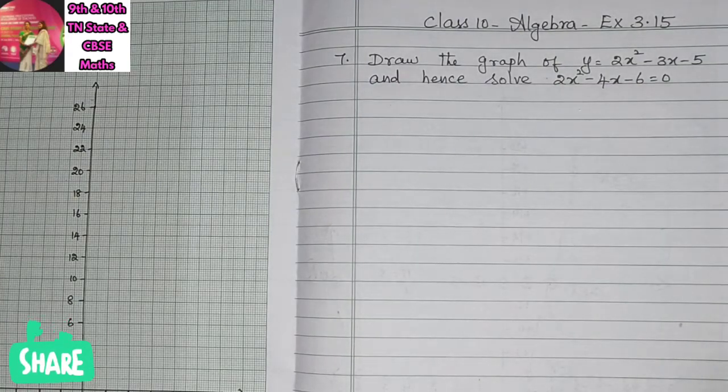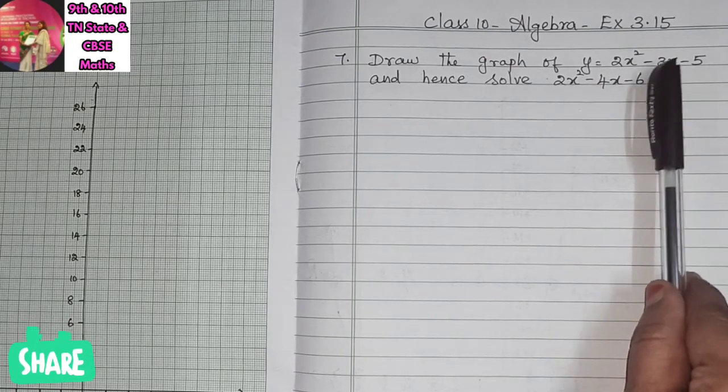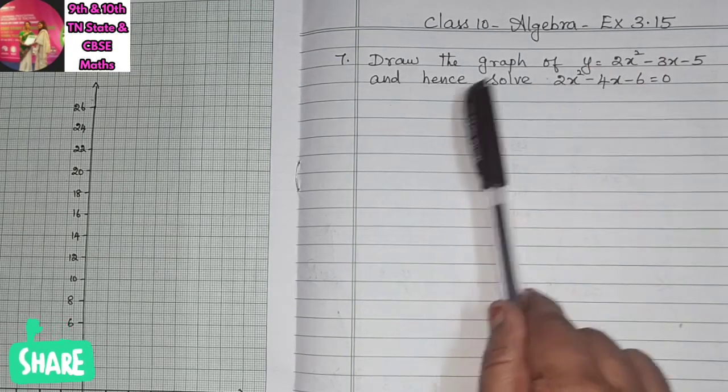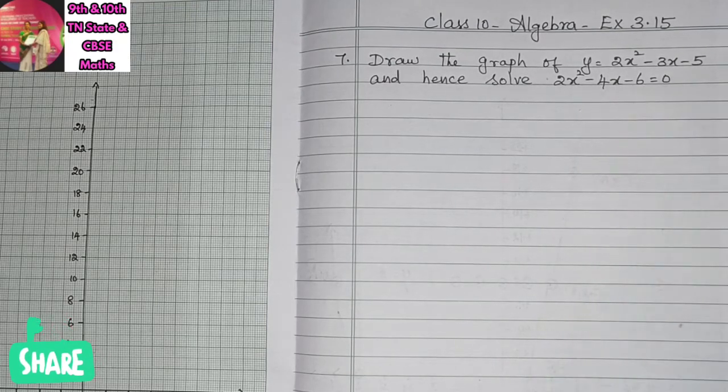Good morning students. In this class, I will be doing class 10 Samacheer Kalvi syllabus or matriculation syllabus, third chapter algebra, Exercise 3.15, seventh sum. Draw the graph of y = 2x² - 3x - 5 and hence solve 2x² - 4x - 6 = 0.